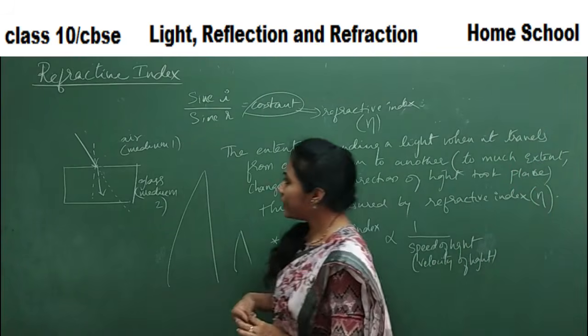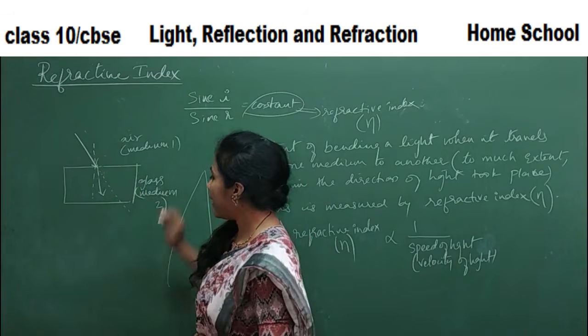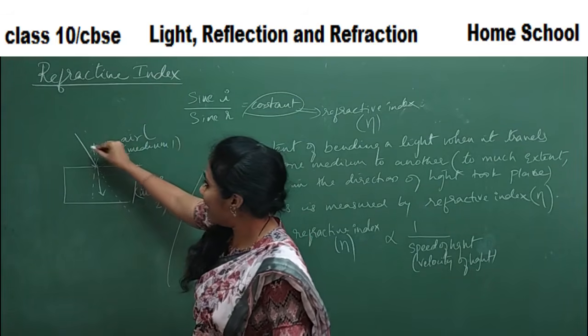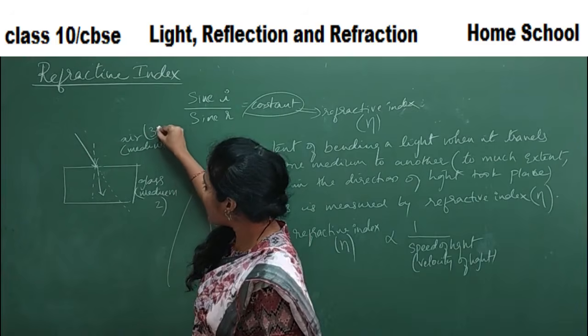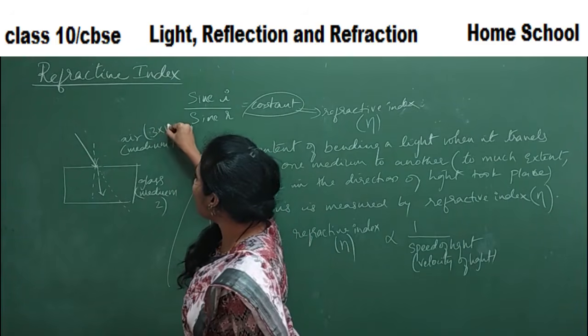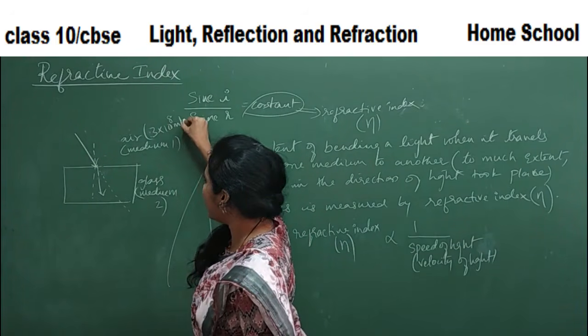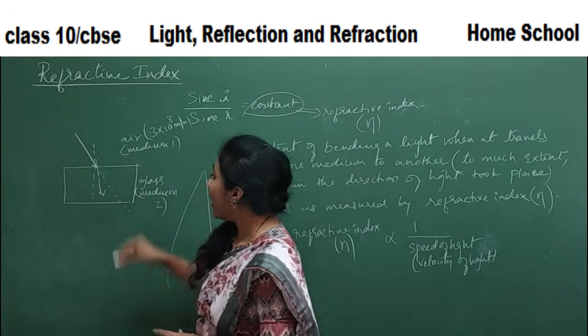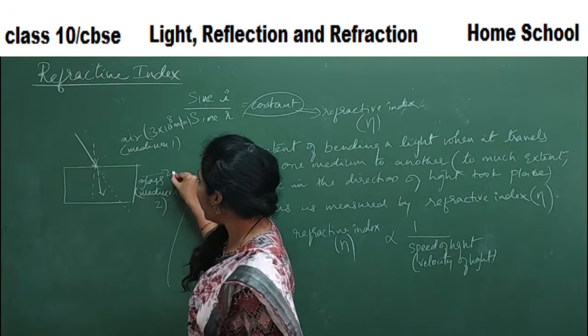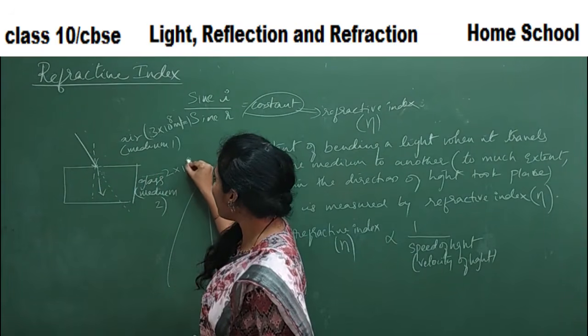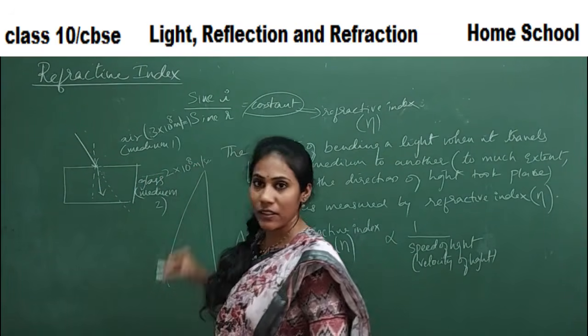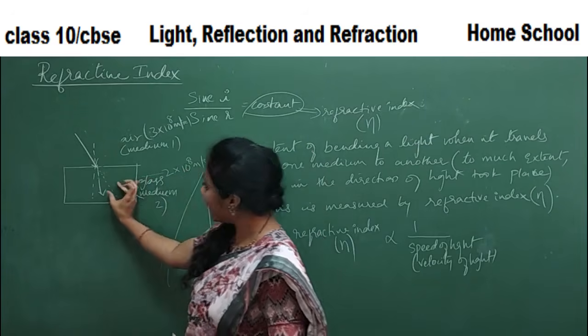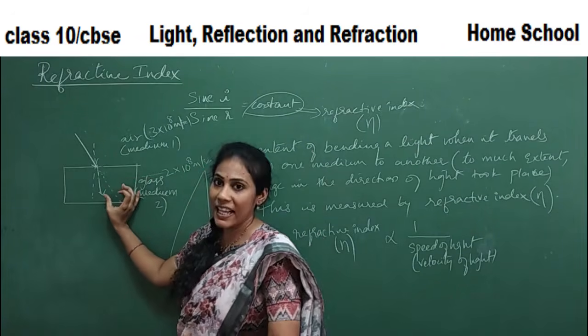Coming to this particular example, in air our light travels with the speed 3 into 10 to the power of 8 meters per second, right? And in case of glass, our light travels with the speed of 2 into 10 to the power of 8 meters per second. So speed is decreased in the glass medium.